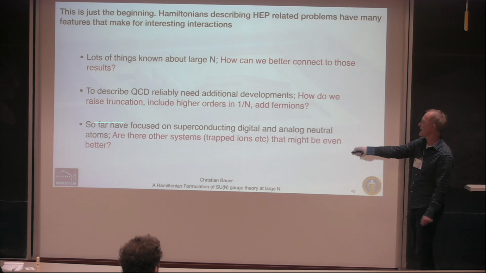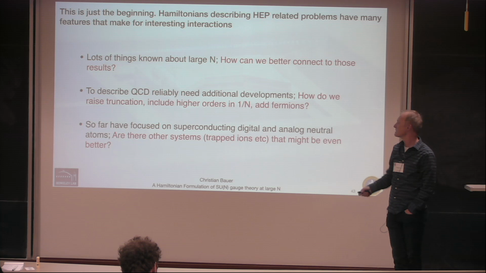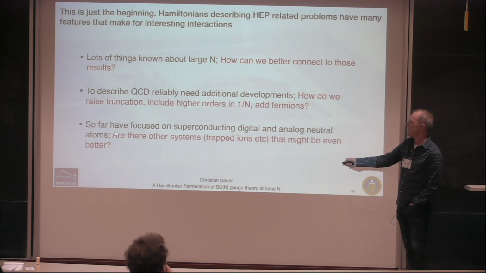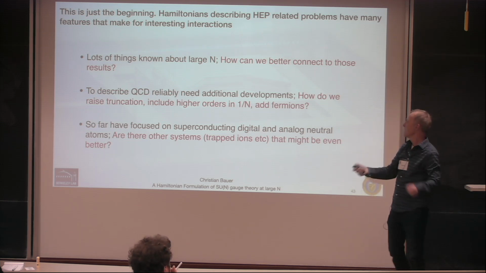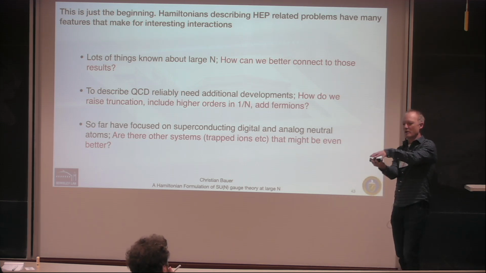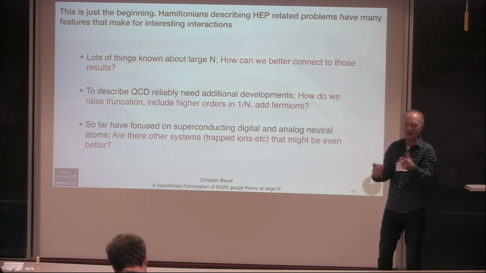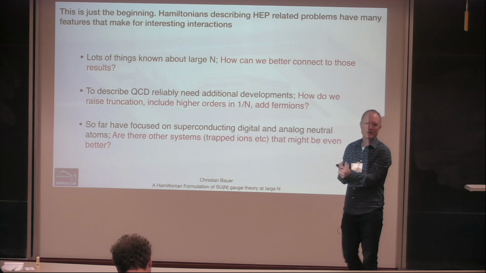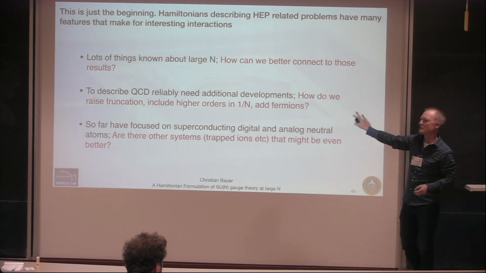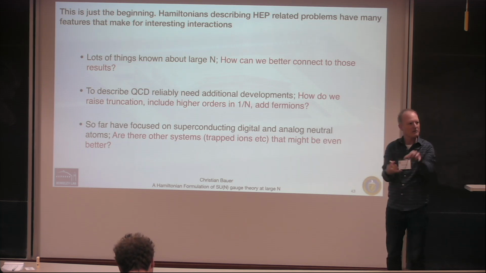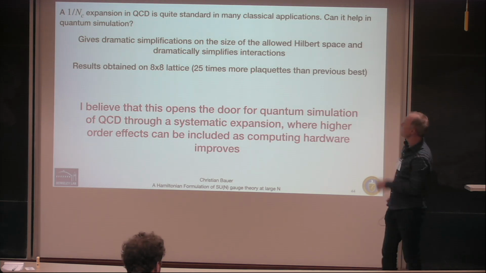The last thing is, so far we've focused on superconducting digital and analog neutral atoms to actually do the simulations. What we really want to study are other systems, for example trapped ion systems, which have all-to-all connectivity that might be even better. In particular, once you go to 3D, it becomes really hard to get connections in 3D on both neutral atoms and superconducting devices, whereas trapped ions have all-to-all connectivity. So one of the things we're thinking of doing is using trapped ions to do a really small scale 3D simulation of this. So this is really all I have.